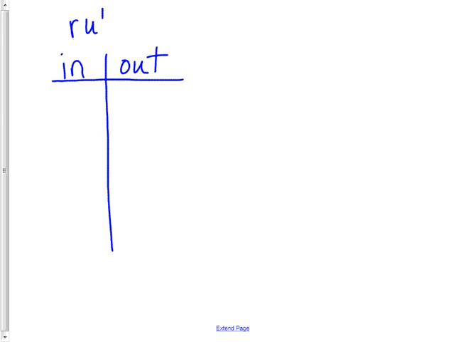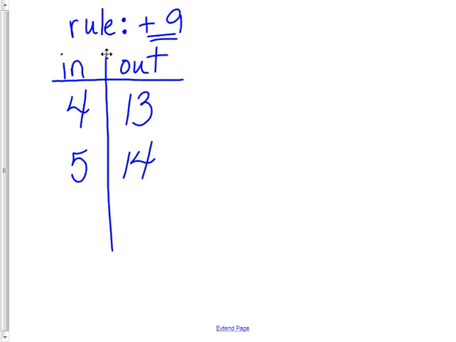You had your input on the left, your output on the right, and you maybe had a rule at the top, and your rule said something like plus 9. So if your input was 4, 4 plus our rule, plus 9, is 13. 5 plus 9 was 14. 0 plus 9 is 9. 10 plus 9 is 19. So that's something similar to what you might have seen in elementary school. Remember, whatever the input is, whatever that number is, and those can be numbers you choose or numbers that are given to you, then you do whatever the rule says to it.